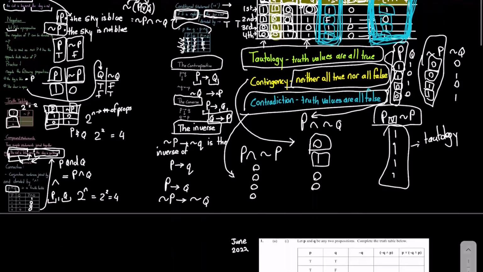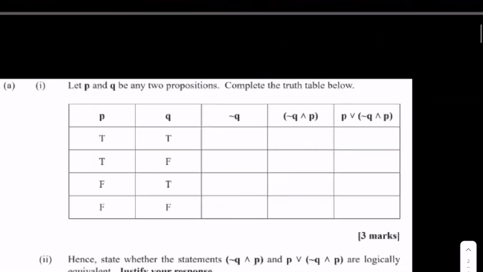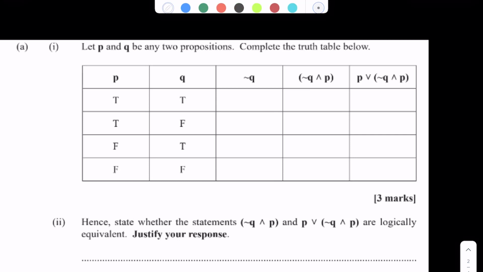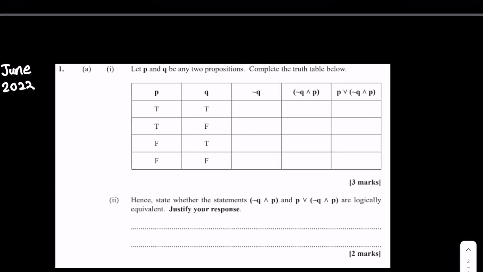So we're going to start with June of 2022. Let me just change my pen to a black pen. For June 2022, the question says, let P and Q be any two propositions. Complete the truth table below. We get 3 marks for just filling out this truth table.